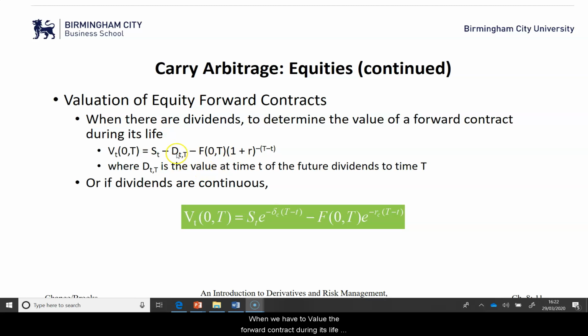When we have to value the forward contract during its life, that is before expiration but after the initiation, and there are dividends, we can adjust the formula easily with the present value of dividends at time t here, and the remaining elements remain the same. Similarly, if the dividends are continuous, the formula makes an adjustment here for the time, which is time to expiration minus the time at which the contract is valued.